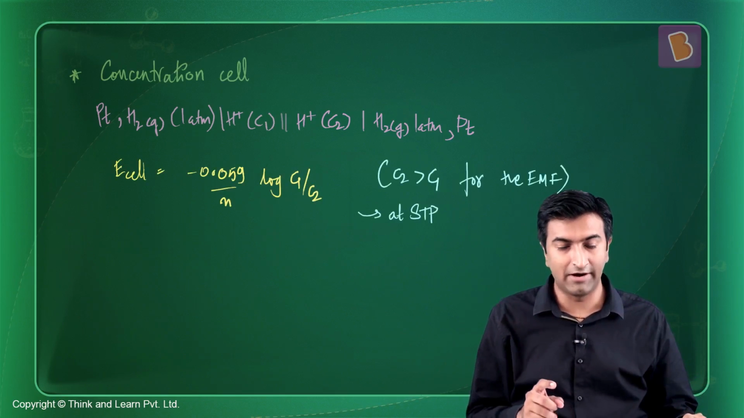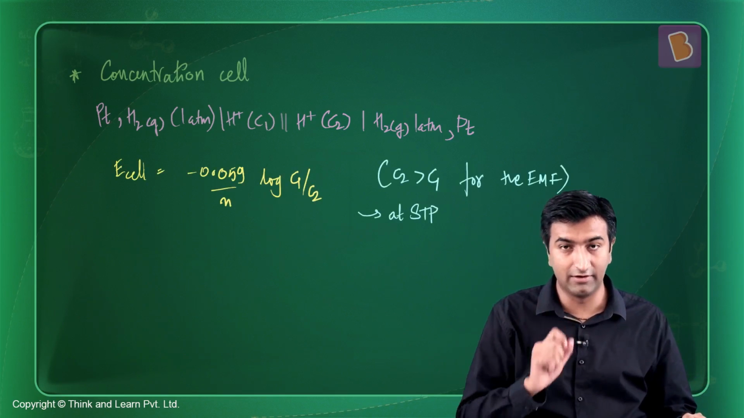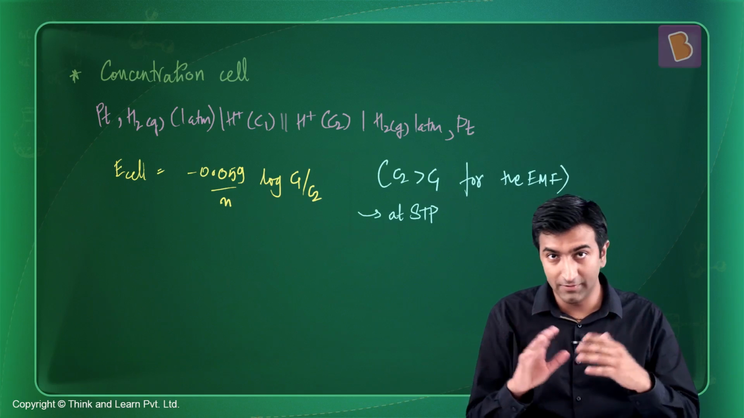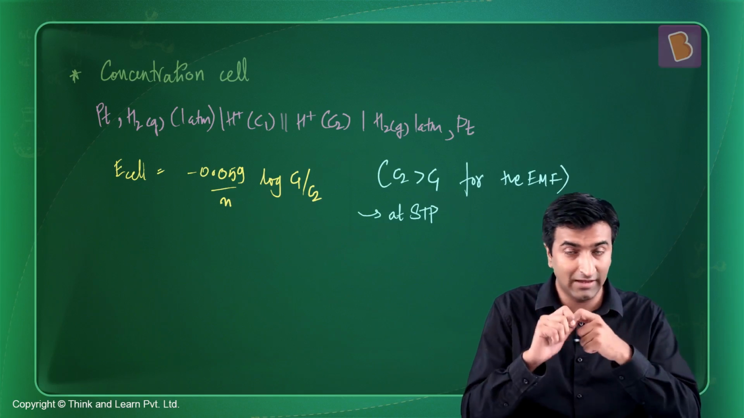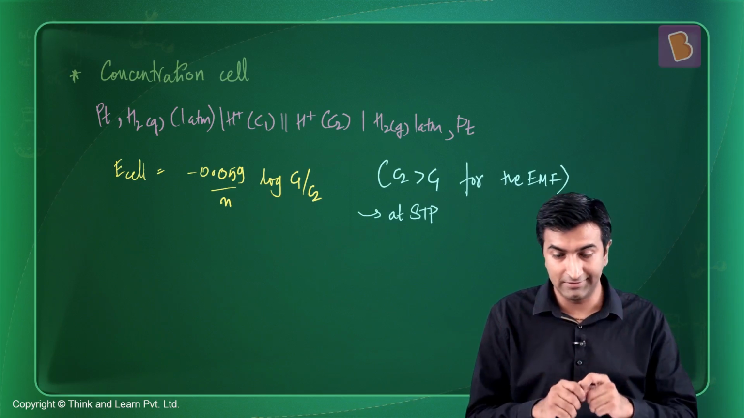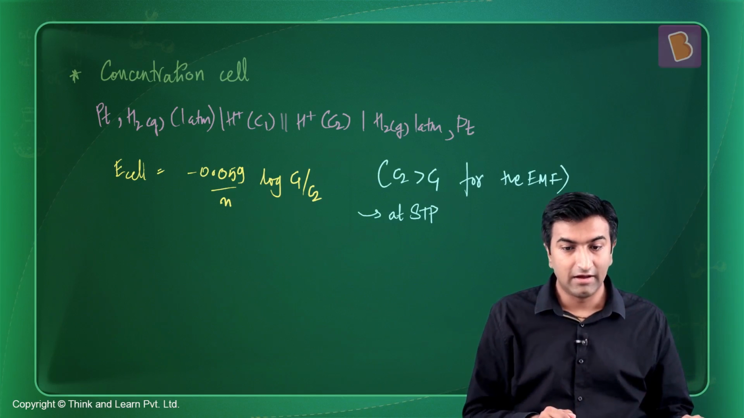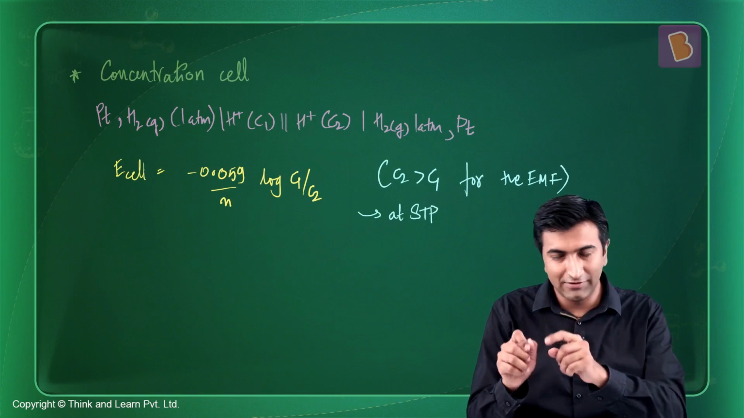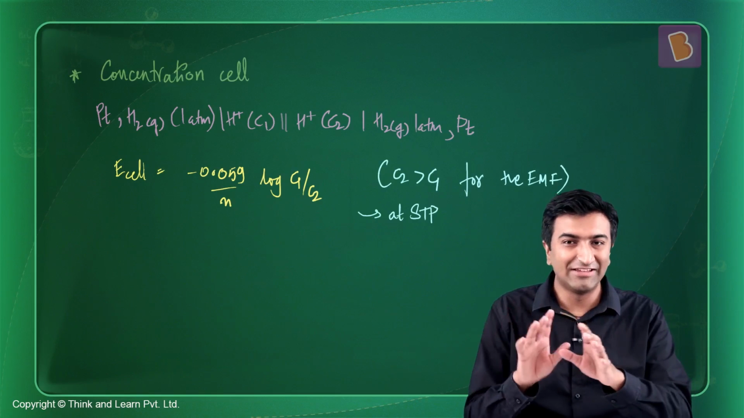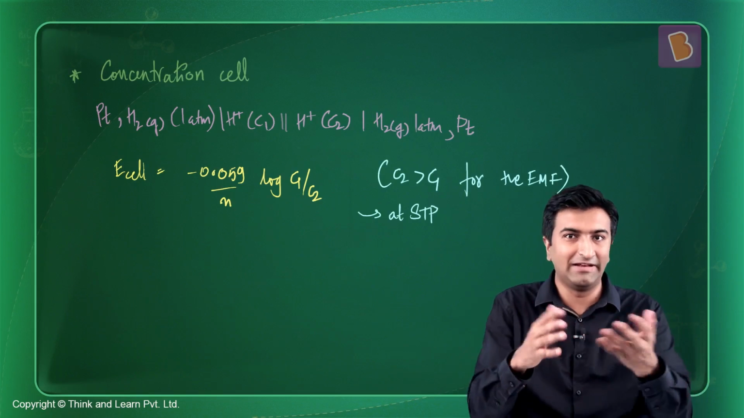Yeah, that's a very, very important idea because of this expression of E cell you have over here. E naught cell is going to be 0 because you have the same substance at both sides of the concentration cell. E naught cell is 0 not because of equilibrium, but because of the same concentration. If you're at equilibrium, then E cell itself will be 0.